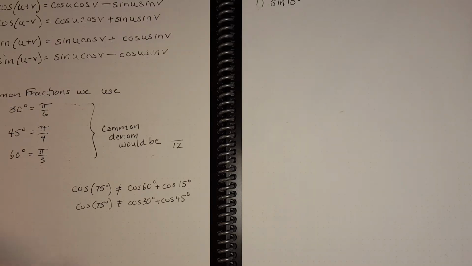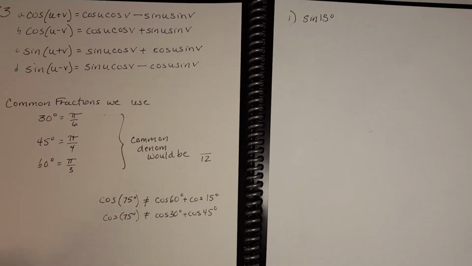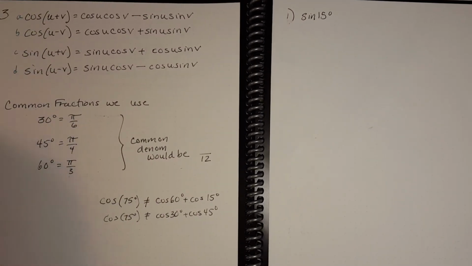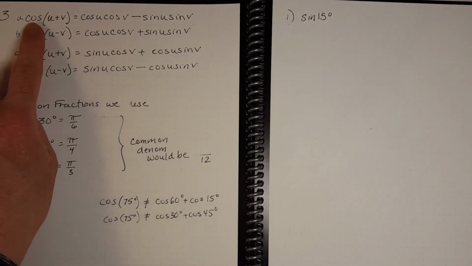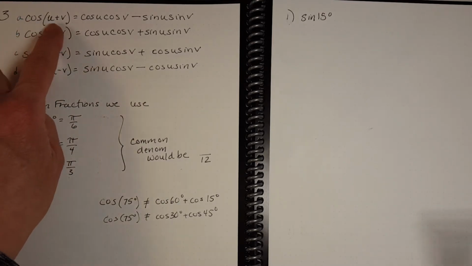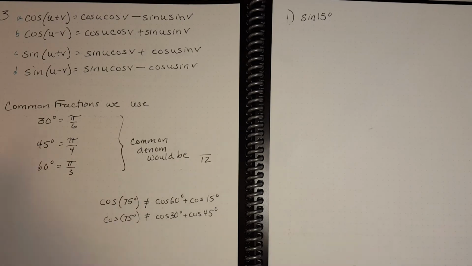Hello again. We're going to look at some things in section 5.3 today. I wrote down the couple of equations that are most significant in this section of the chapter. What we're looking at is trying to find the cosine of an angle that we don't know from the unit circle, but we know that it's the sum or the difference of two other angles.